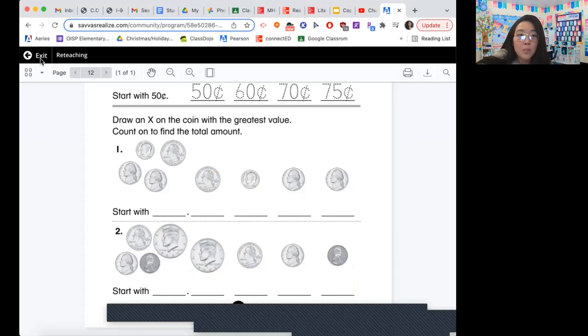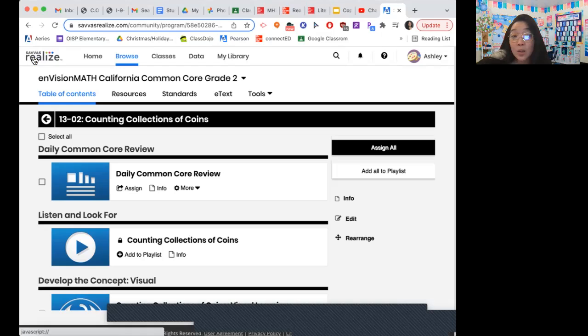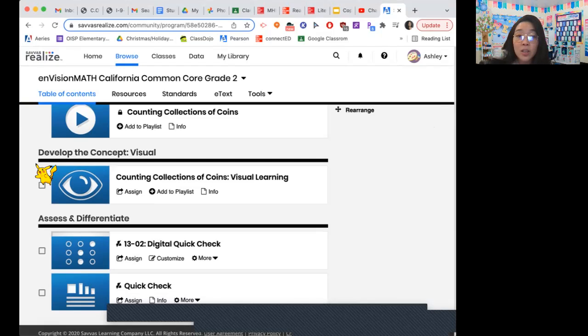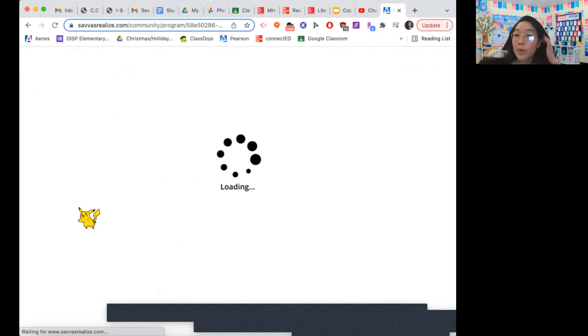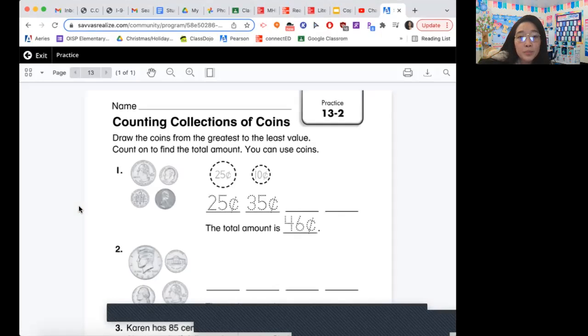So let's move on to the practice. I'm going to show you guys both ways again. Whatever way you find easier. If you know an easier way than that and you're accurately able to get to the right answer, then do it that way. So we are now on the next page for 13-2 math. Counting collections of coins. Draw the coins from the greatest to the least value. Count on to find the total amount.